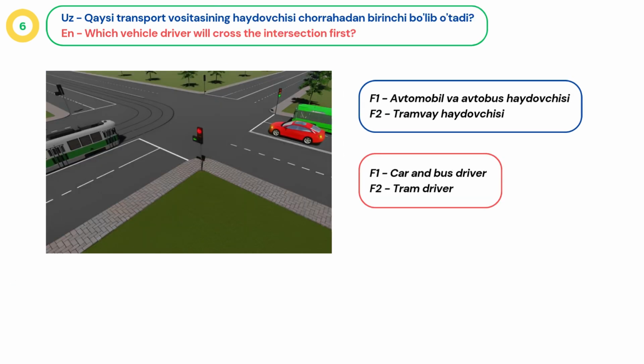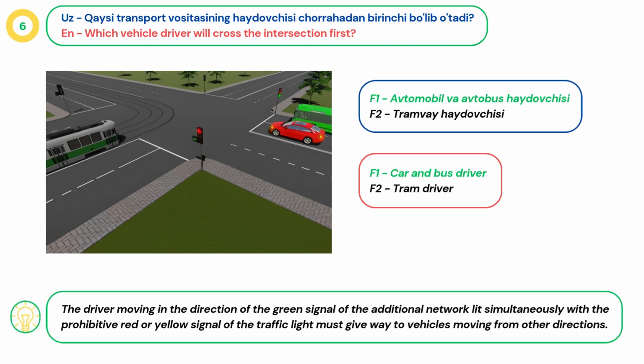Which vehicle driver will cross the intersection first? The driver moving in the direction of the green signal of the additional section lit simultaneously with the prohibitive red or yellow signal of the traffic light must give way to vehicles moving from other directions.